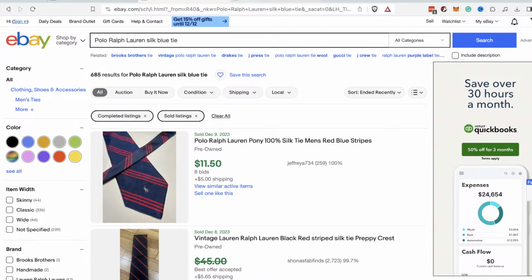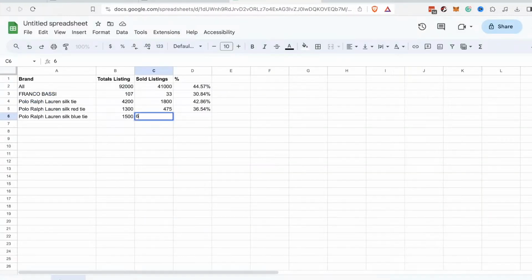Interesting. 685. So let's pull this down and see what happens. Interesting, it's slightly above the average. So this is something that I would want to look at, because it feels to me that blue Ralph Lauren silk ties sell better than everything listed on eBay with respect to ties. And I think I probably should do this so you can go back and walk through this research yourself.